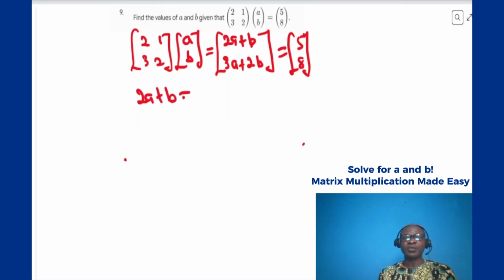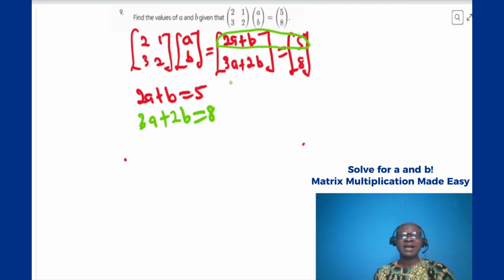B will now be equal to 5. That means the first line, this one. Does it make sense to you now? I will do it again. Yes, sir. 3A plus 2B will be equal to 8.